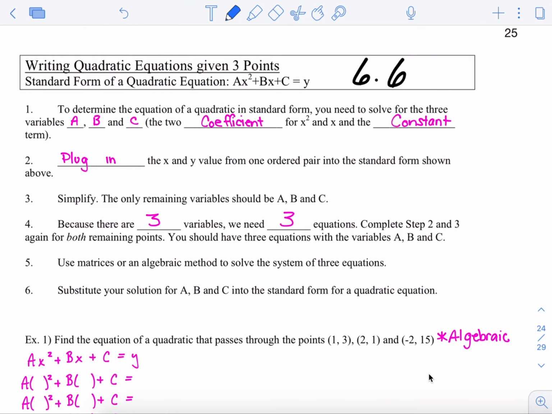Hey guys, we're back with the notes for 6.6. Today we're going to be writing a quadratic equation, so ax squared plus bx plus c equals y, but we're going to do that using 3 points. If I give you 3 points like x comma y, you're going to tell me the parabola equation that goes through those 3 points.